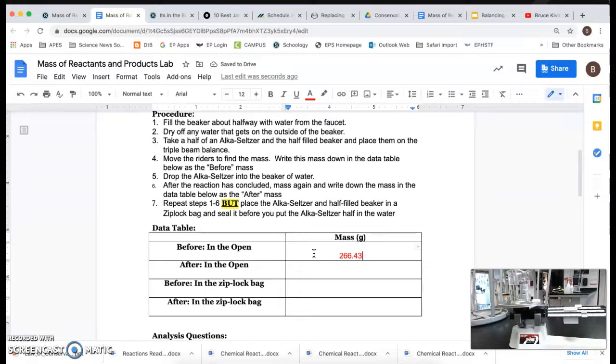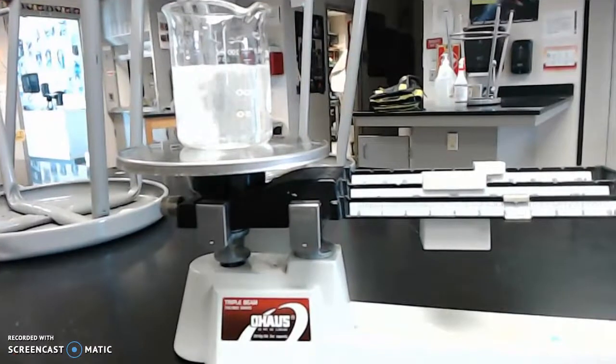And so now all I'm going to do is take the Alka-Seltzer tablet and put it in there and watch that thing fizz away. So there we go. We see some fizzing happening, and if you are paying attention, we can see that the mass is already changing. So what I'm going to do is I'm going to pause.